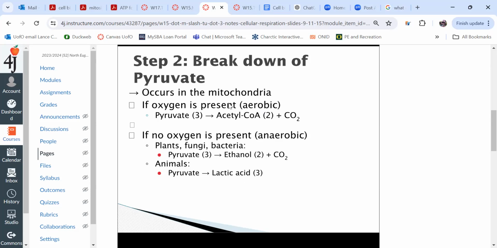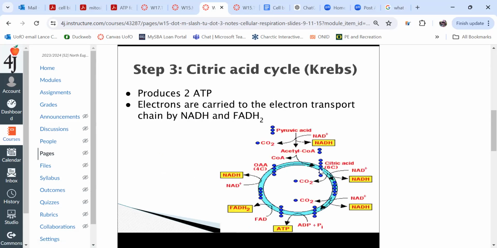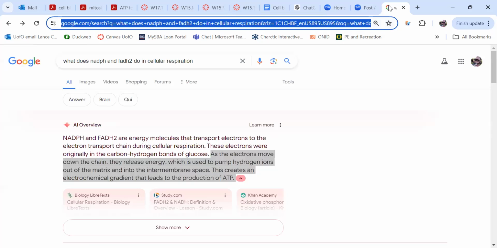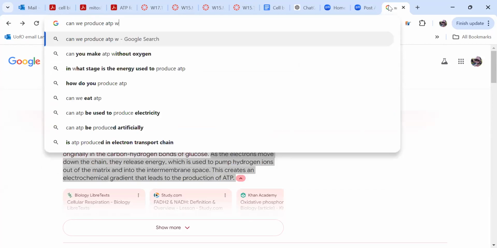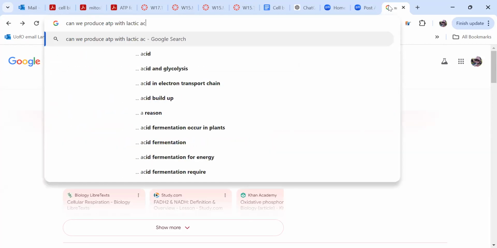But we know that if we have cellular respiration with oxygen, where it's aerobic respiration, we're going to produce acetyl-CoA and carbon dioxide. But it looks like in animals, it produces lactic acid. And I don't see lactic acid in the Krebs cycle. So can we produce ATP with lactic acid?